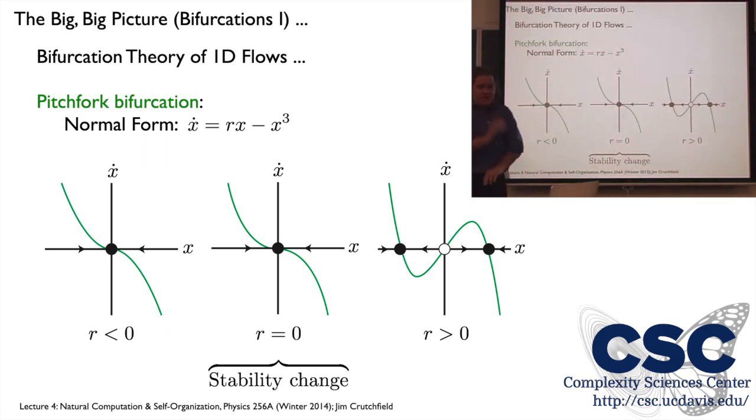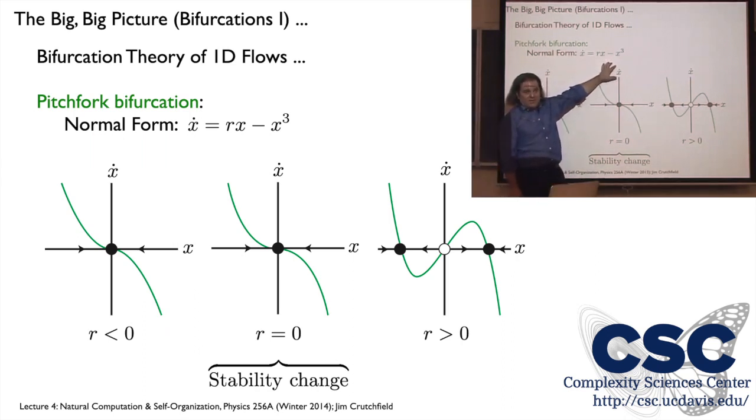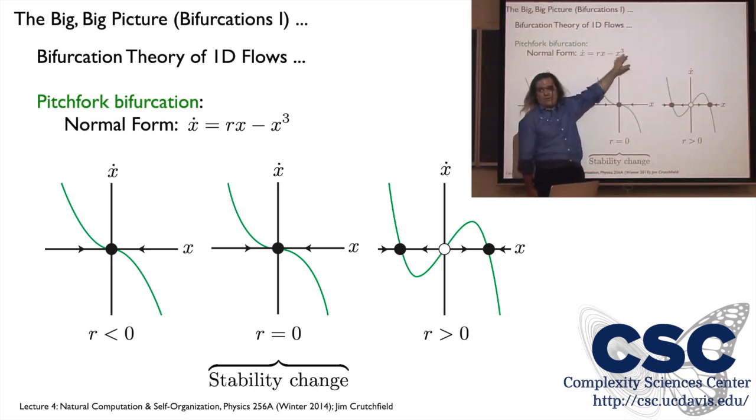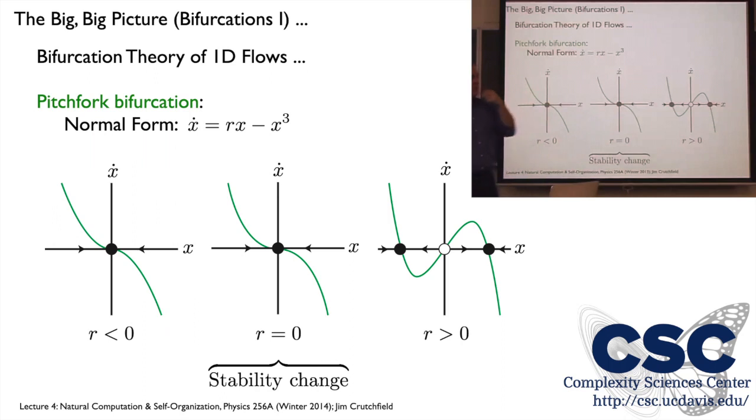Now, the final one-dimensional example is called the pitchfork bifurcation, and we're going to see lots of examples of this later on, as well as in the saddle node too. Its normal form is pretty similar to the exchange of stability bifurcation, except instead of x squared we have x cubed. Okay, so now we've got this cubic function, and what does it look like?